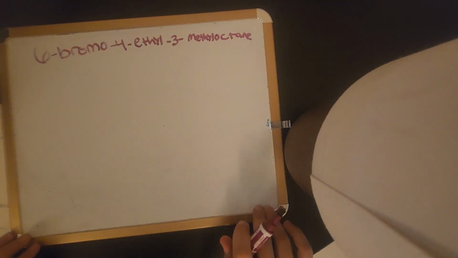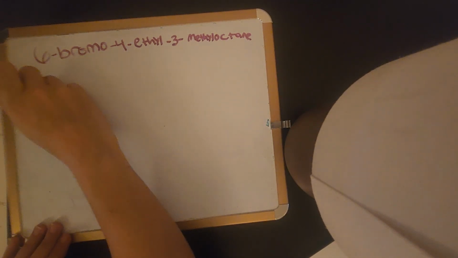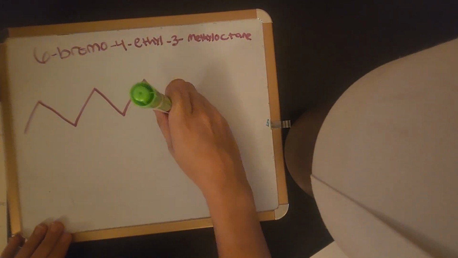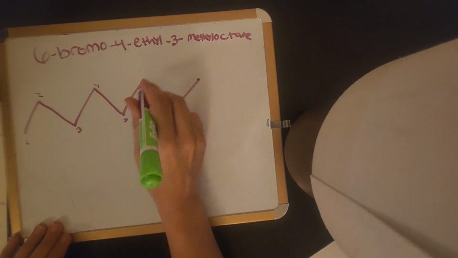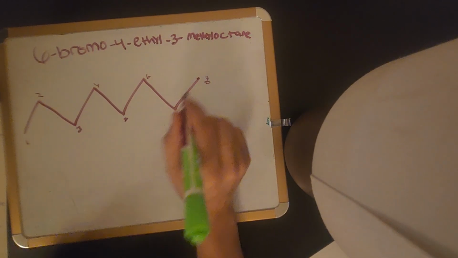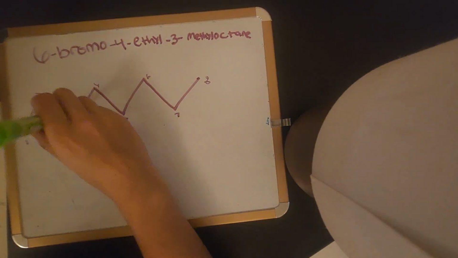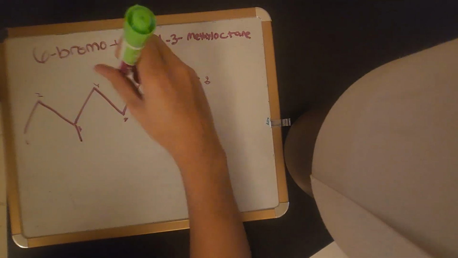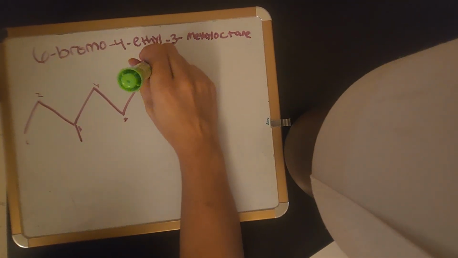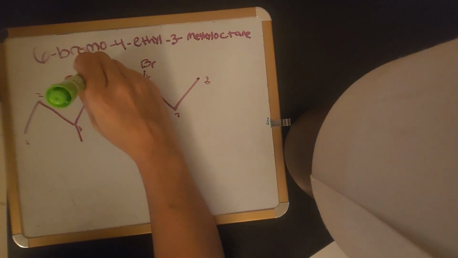Okay, let's work on our next one. 6-bromo, 4-ethyl, 3-methyl octane. So octane, 1, 2, 3, 4, 5, 6, 7, 8. We know at 3 there's a methyl. Put that methyl right there. We know at 6 there's bromo, so Br. We know at 4 there's an ethyl, so 1, 2.